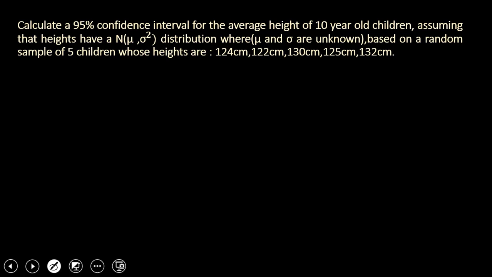Calculate a 95% confidence interval for the average height of 10-year-old children, assuming that heights have a normal distribution where mu and sigma are unknown, based on a random sample of 5 children whose heights are given here.